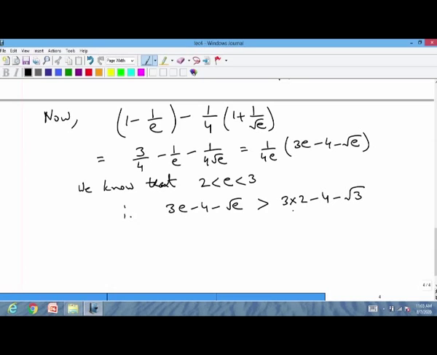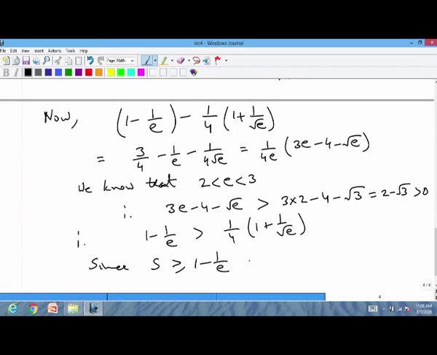So, this is equal to 2 minus square root of 3, which is clearly bigger than 0. So, therefore, we see that this difference is bigger than 0. So, therefore, 1 minus 1 by e is bigger than 1 by 4 times 1 plus 1 by square root of e. So, since S is bigger than or equal to 1 minus 1 by e, we will have S is bigger than 1 by 4 times 1 plus 1 by square root of e.